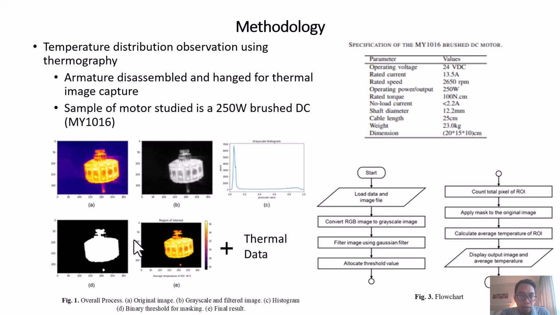The binary threshold is used for the masking, and we only consider the white area. Then we calculate the average temperature of the ROI, region of interest, and as the final output we display the output image and the average temperature value.